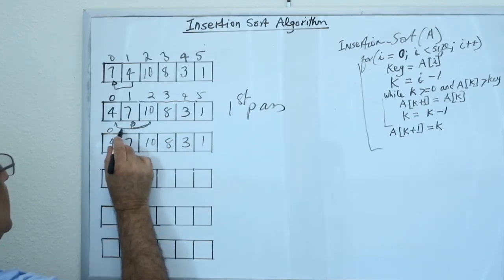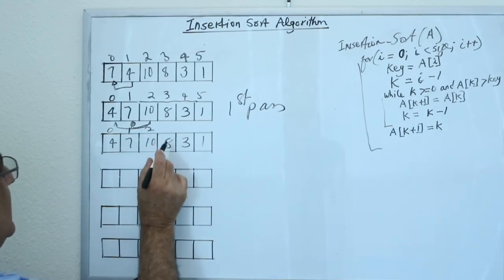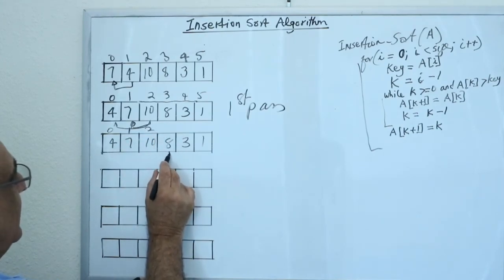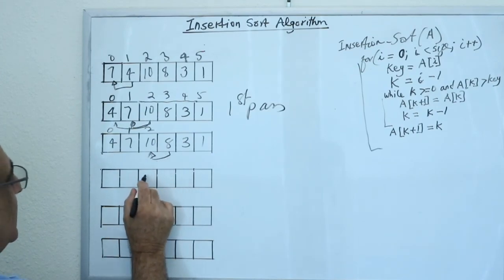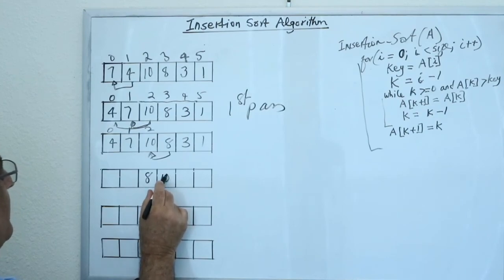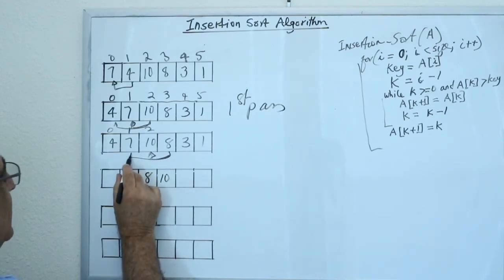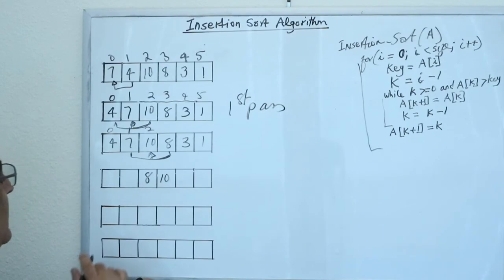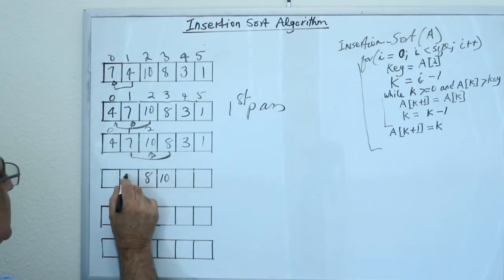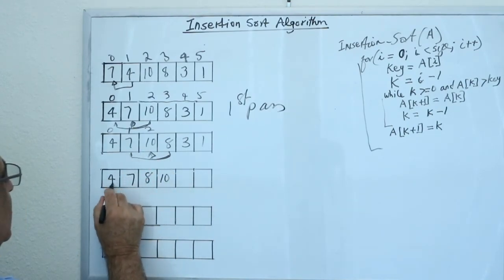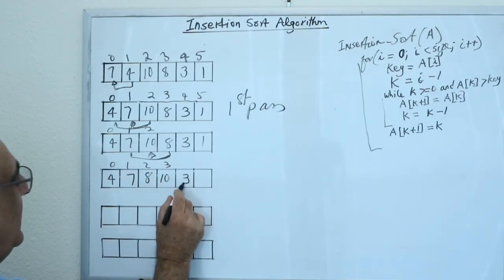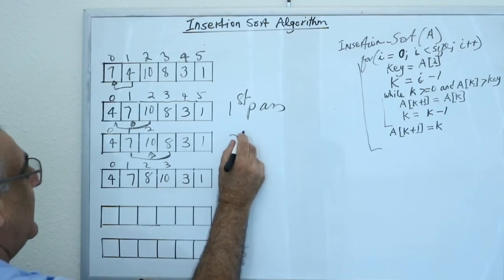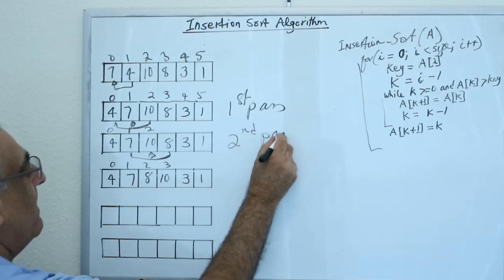Now, this is 0, 1, 2. Now I'm going to check 8. Is 8 less than 10? Yes. So swap 8 with 10. So 8 gets swapped with 10. Is 8 less than 7? It's not. So I'm going to leave it as it is. So I have 0, 1, 2, 3. So now I have 3 here. So this is my second pass.